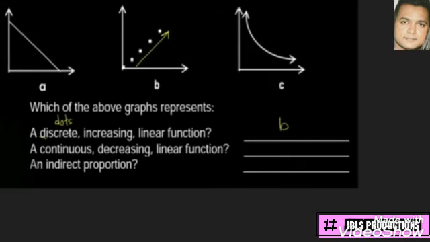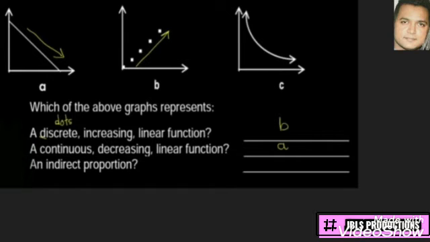A continuous decreasing linear function. Continuous means the line is drawn continuously. If you notice in A, it's drawn continuously. Secondly, you notice it is a decreasing function, and linear function, the rate of change is constant, so you notice it is A as our answer.